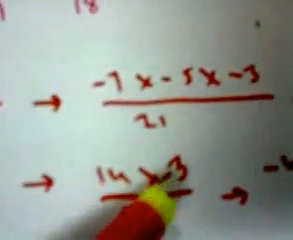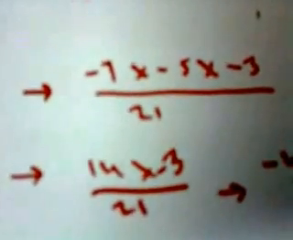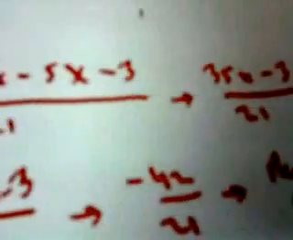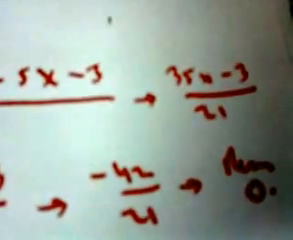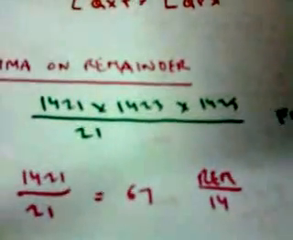So now this part reduces to 14 into minus 3 by 21. Now we multiply 14 into minus 3, we get minus 42, divided by 21, we get a quotient minus 2, so the remainder is 0. That means the overall remainder for this calculation is 0.